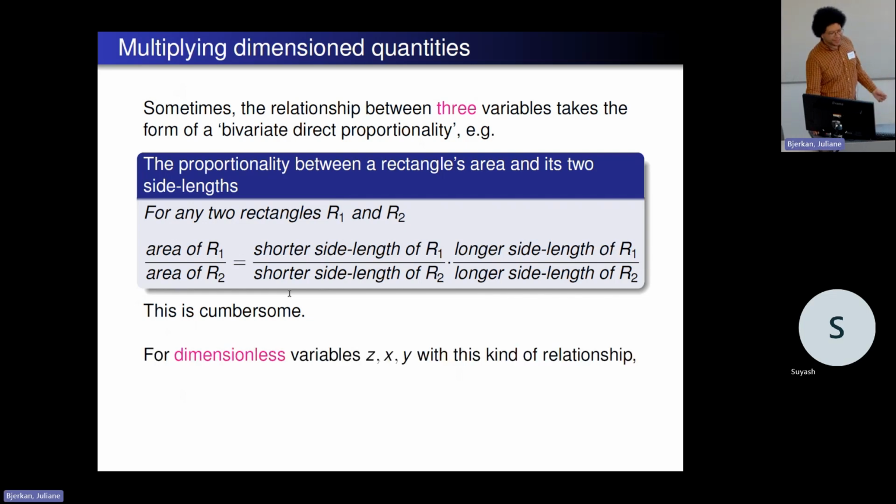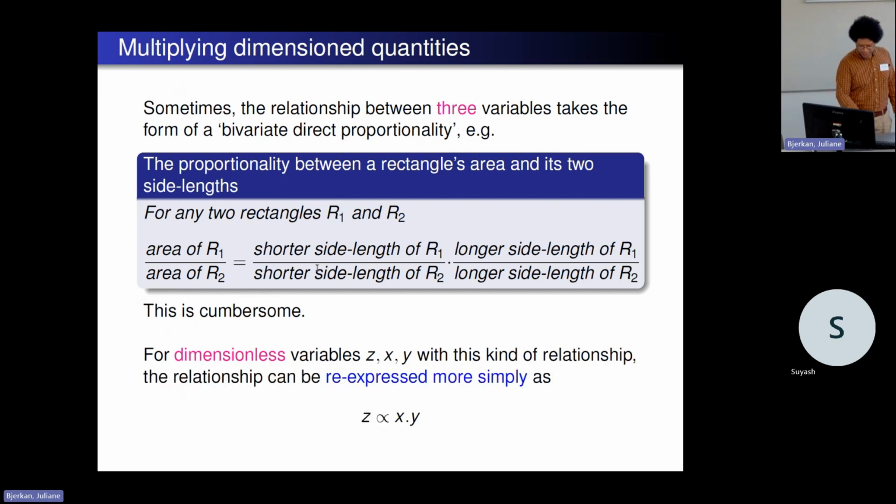Now, if I have dimensionless numbers z, x, and y with this kind of relationship, in other words, ratio of z values equals ratio of x values times ratio of y values, then this type of relationship can be expressed much more simply as follows: z is proportional to the product of x and y. So this relationship can be simplified as just that the variable z is proportional to the product of x and y. And so that's what happens in the case where we're dealing with dimensionless variables.